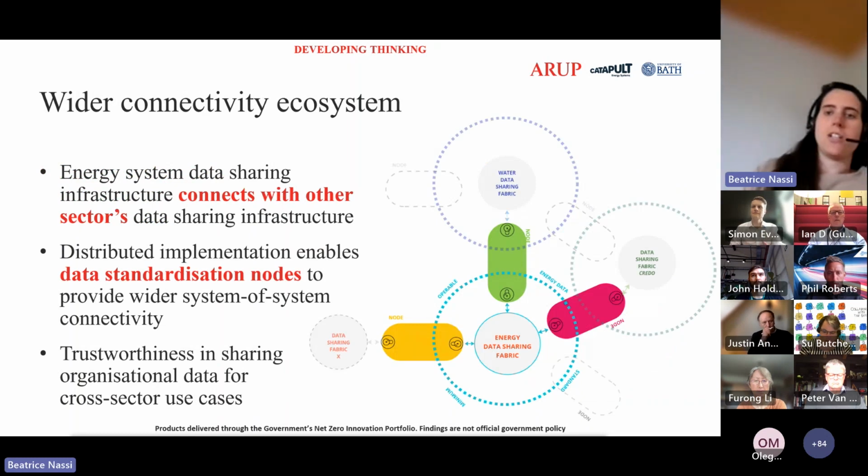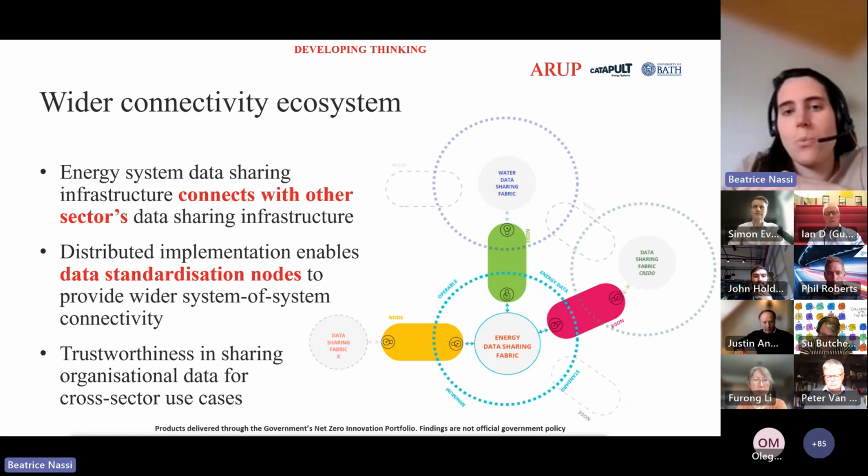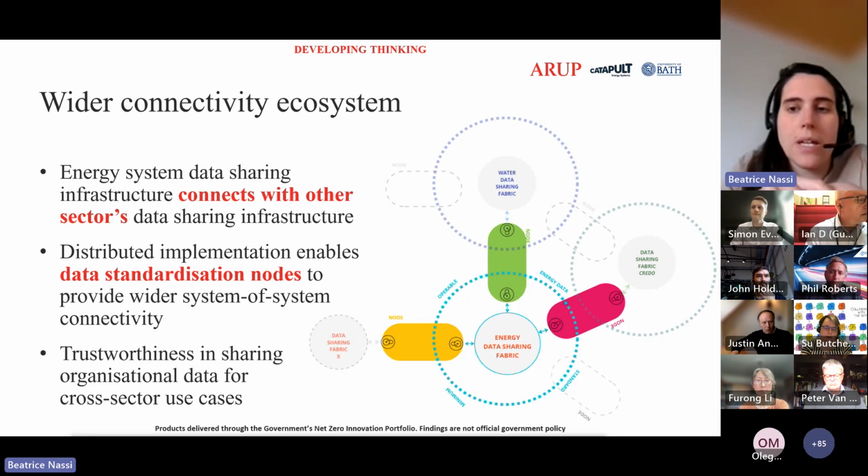However, when we think about the energy sector data sharing infrastructure, we are looking at how this is the basis of a wider connectivity ecosystem. And this is because the energy system data sharing infrastructure will have to connect with data across other sectors to support the data exchange needed to achieve net zero.